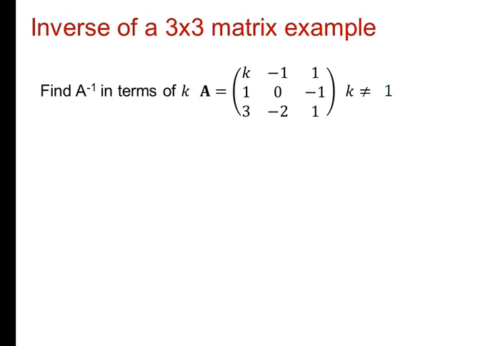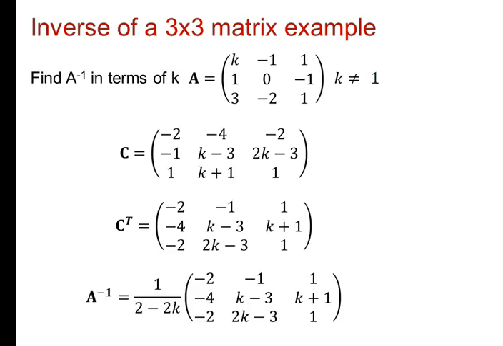Your first step, of course, would be to look for the determinant of A, and this should work out to be 2 minus 2k. You may wish to pause the video to try that step for yourselves now, remembering that they are expecting you to give your answer using k.